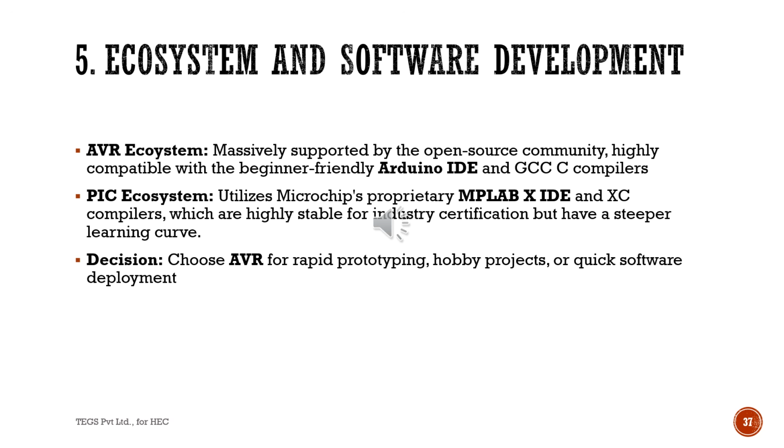5. Ecosystem and software development. AVR ecosystem. Massively supported by the open source community, highly compatible with the beginner friendly Arduino IDE and GCC compilers. The PIC ecosystem utilizes Microchip proprietary MPLAB X IDE and XC compilers, which are highly stable for industry certification, but have a steeper learning curve. Decision: choose AVR for rapid prototyping, hobby projects, or quick software development.